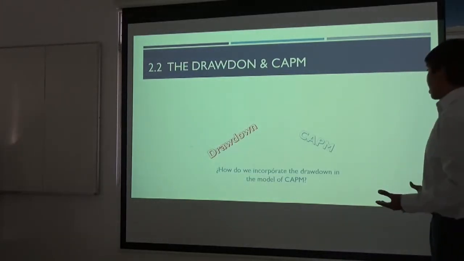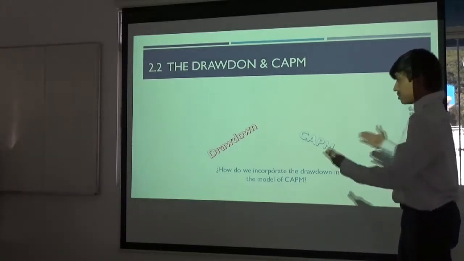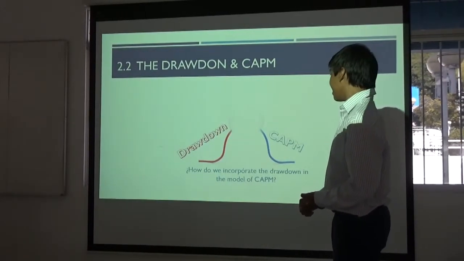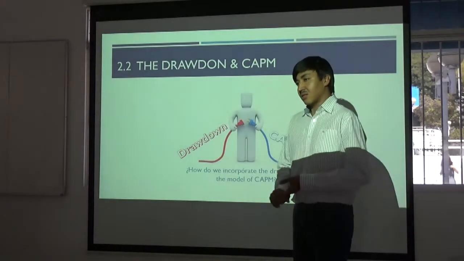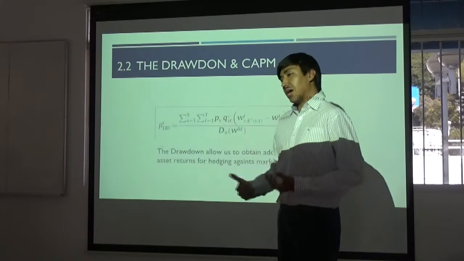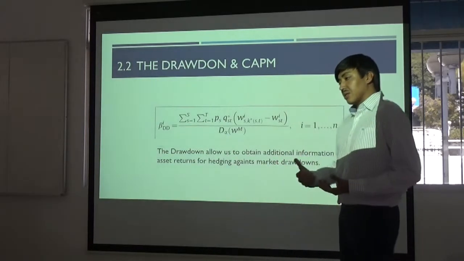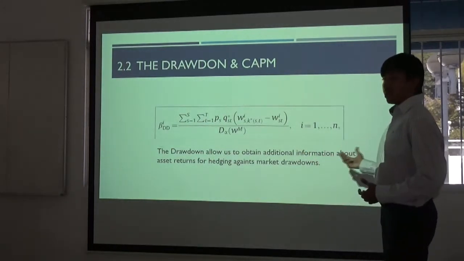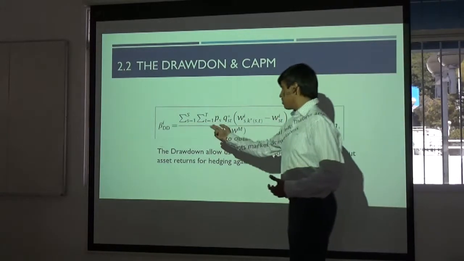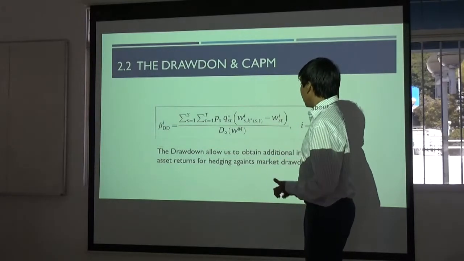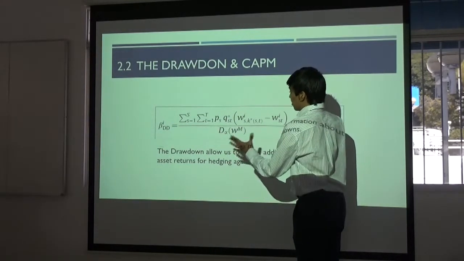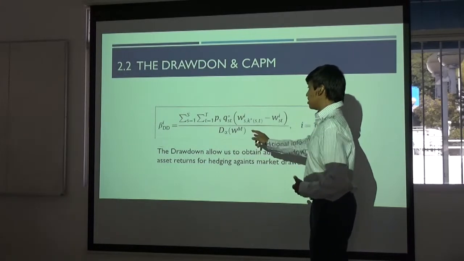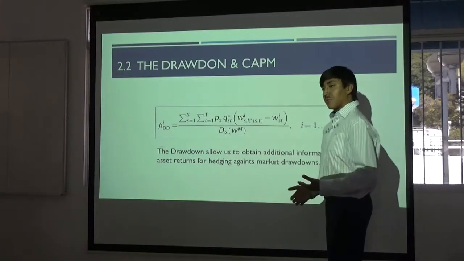So, the drawdown in the CAPM. How do we incorporate the drawdown in the CAPM? The drawdown allows us to incorporate additional information to understand the asset's return when hedging against the market drawdown. So the drawdown is incorporated into the beta. This is the drawdown beta. In the numerator is expressed the average multiple drawdown over all periods, and in the denominator is the drawdown for the optimal portfolio.